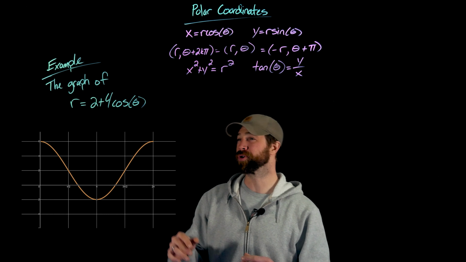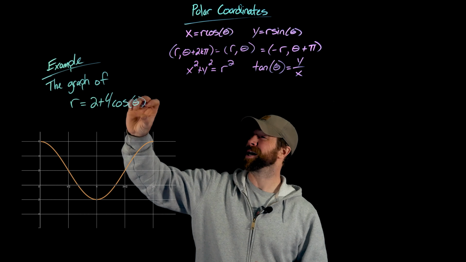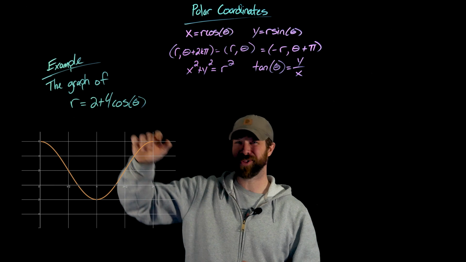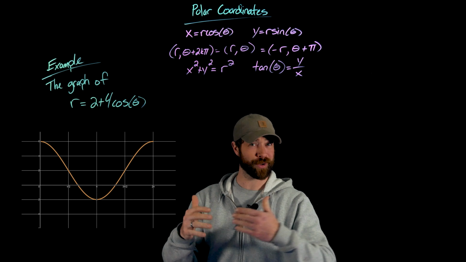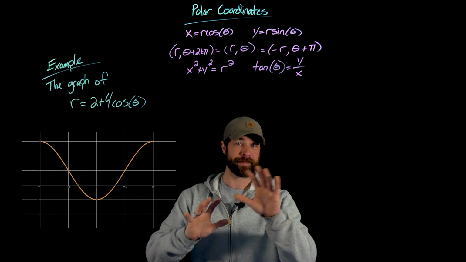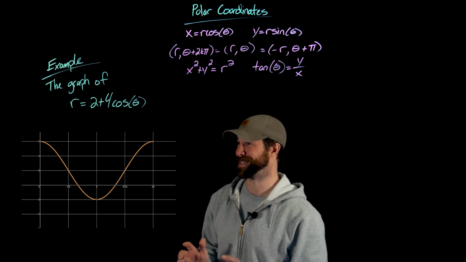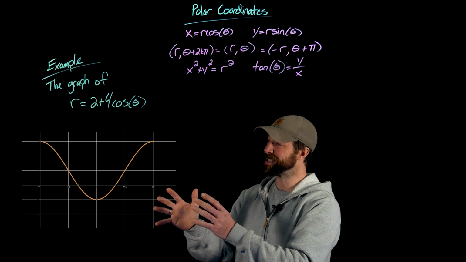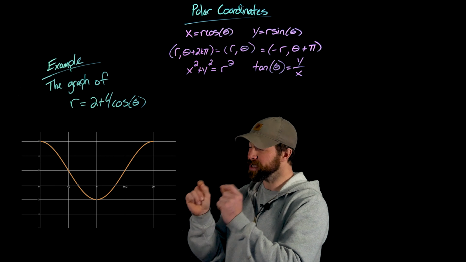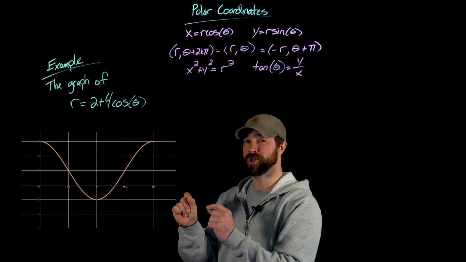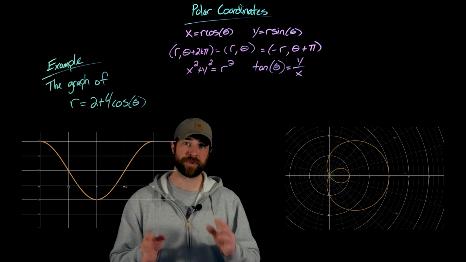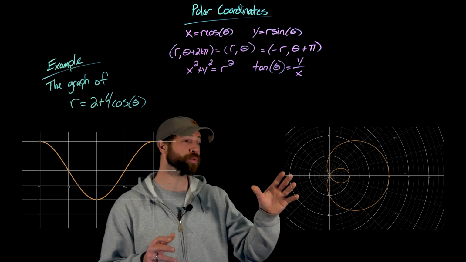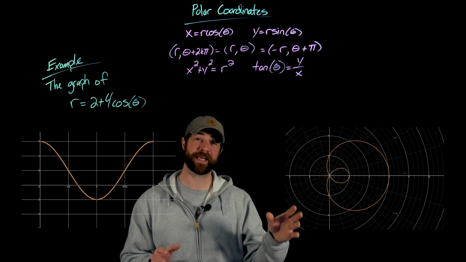That wouldn't be true if you had some coefficient on your theta, like if it was theta over 2, you'd actually have to go to 4 pi to create the whole figure. But we're not going to be considering those kinds of graphs in this conversation. So we look at this graph right here. And what I want to do now is look at this in the polar coordinate system. So this equation describes this graph right here.